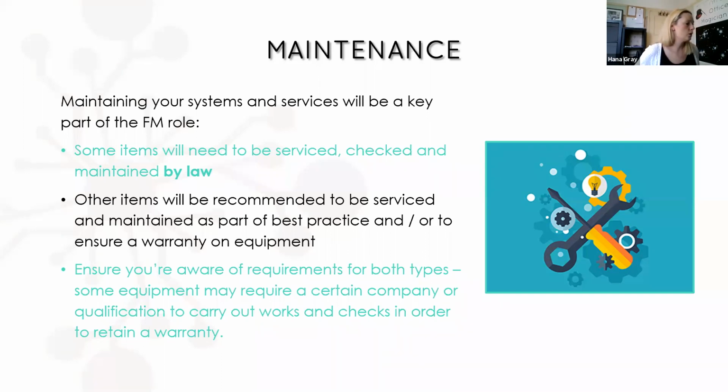Other items will be recommended to be serviced and maintained as part of what might be best practice, and or to make sure that your warranty stays valid on the equipment. So things like air conditioning, for example, if you've just moved into an office and you've got a whole new air conditioning system in place, it might be much like having a car on perhaps a leased agreement or a finance agreement. You need to make sure that you're getting your service done at every so many miles, or every year, or whatever it might be, to keep that warranty, to keep that agreement in place. And it's much the same with air conditioning and some other items. So make sure that you're aware of those items in your workplace.